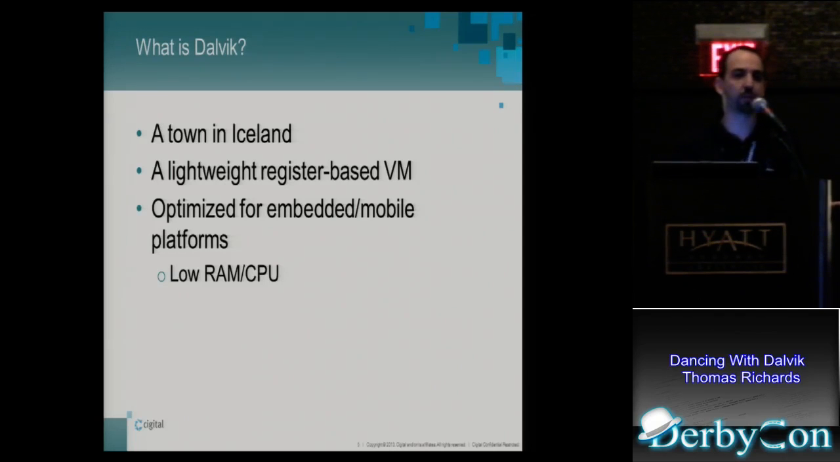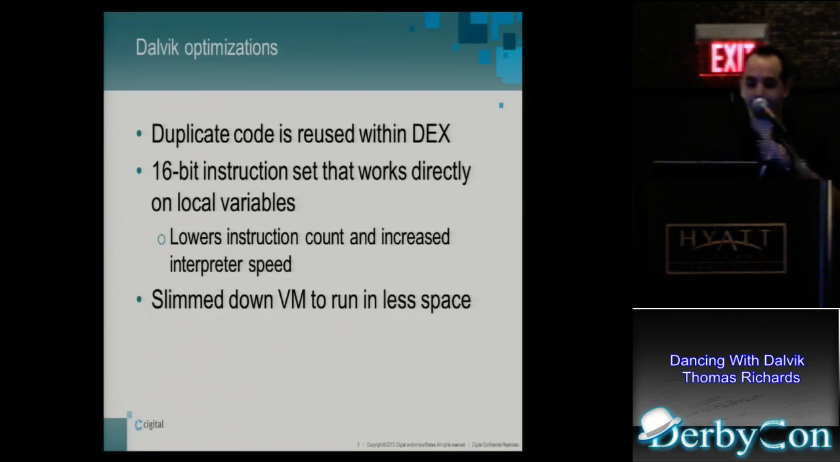And it's been optimized for the embedded mobile platform, so it's designed to run with low RAM and low CPU capabilities. Some of the optimizations they use: duplicate code is reused within the code. They have a 16-bit instruction set that works directly on local variables. And it also lowers the instruction count, increasing interpreter speed. So this allows it to run in less space compared to the traditional Java VM.